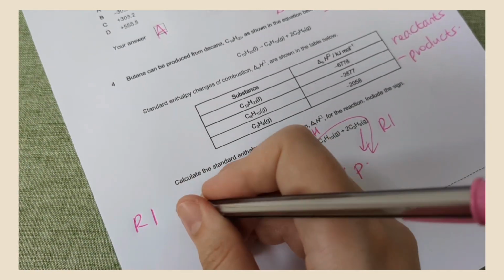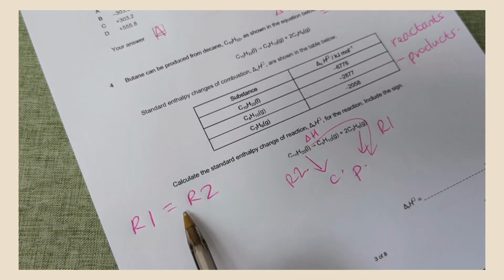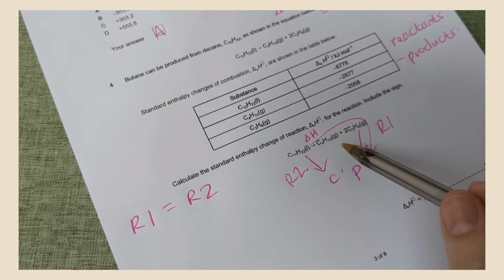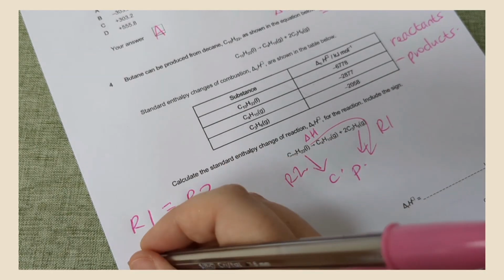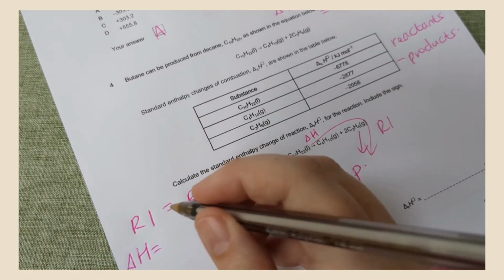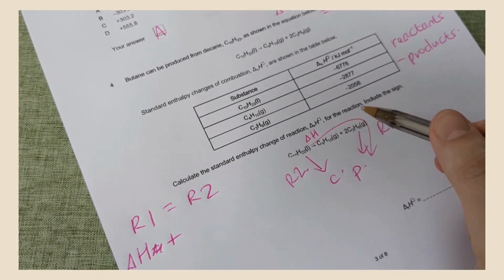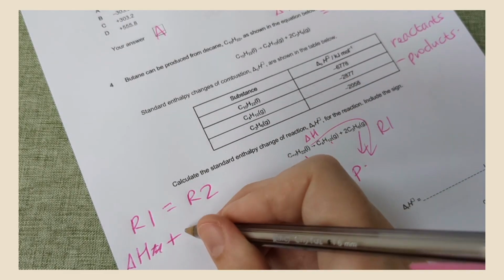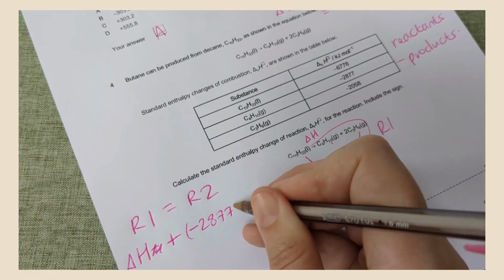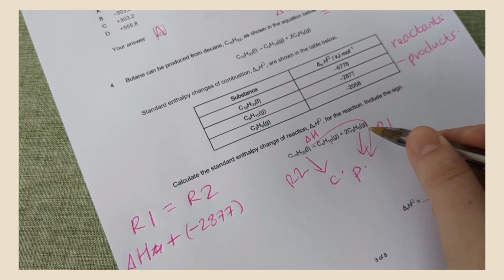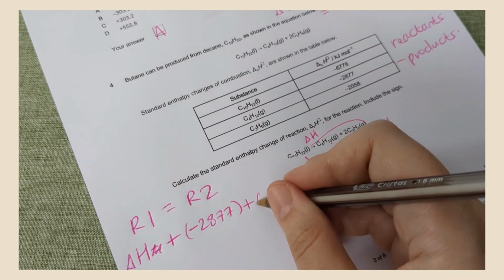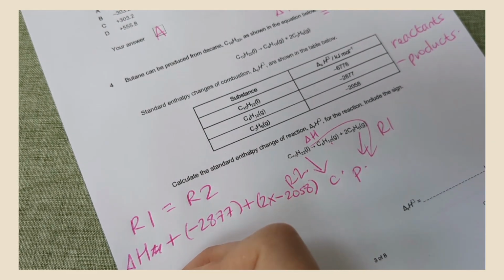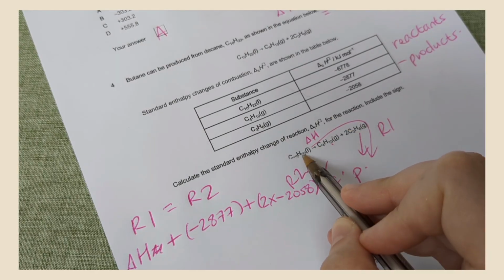I'll apply Hess's law, so Hess said route 1 equals route 2, and now I'm going to collect my terms involved in each route and write them equal to each other. So in route 1, I've got the unknown delta H that we want to find. I've also got this one, so butane, which is minus 2877. I've also got 2 lots of propene. And then in route 2, I've only got one thing, decane.